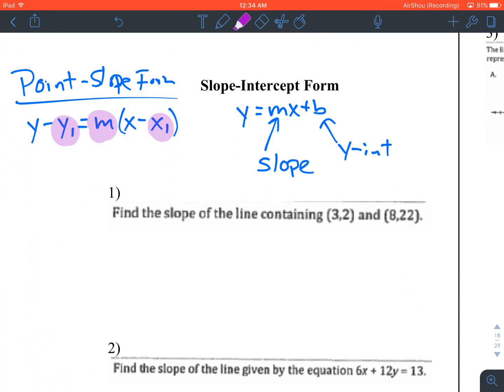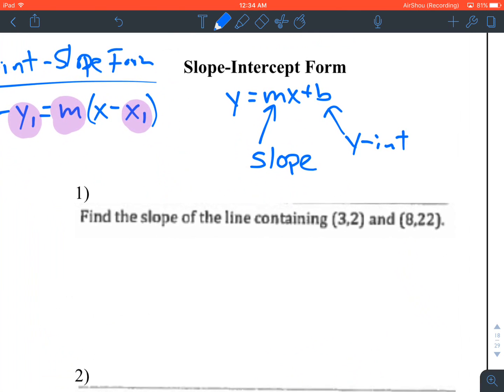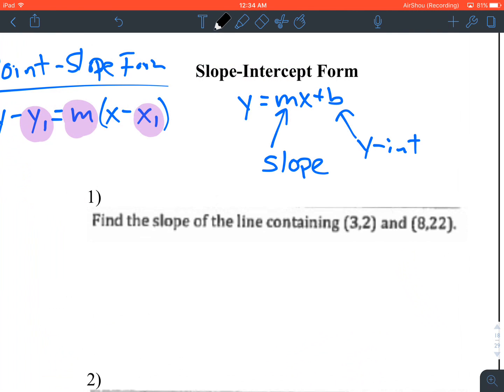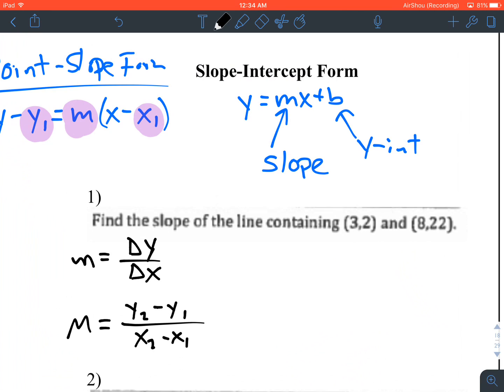So question 1. Find the slope of a line containing these 2 points. Well, to find the slope, it's easy. We use the slope formula, which I haven't mentioned yet, which is lowercase m equals delta y over delta x. What does delta mean? It means subtract. So you've probably seen this more likely like this. Lowercase m equals y sub 2 minus y sub 1 over x sub 2 minus x sub 1. Make sure your m is lowercase. So I prefer to use delta y over delta x. Delta means subtract. This takes less writing.